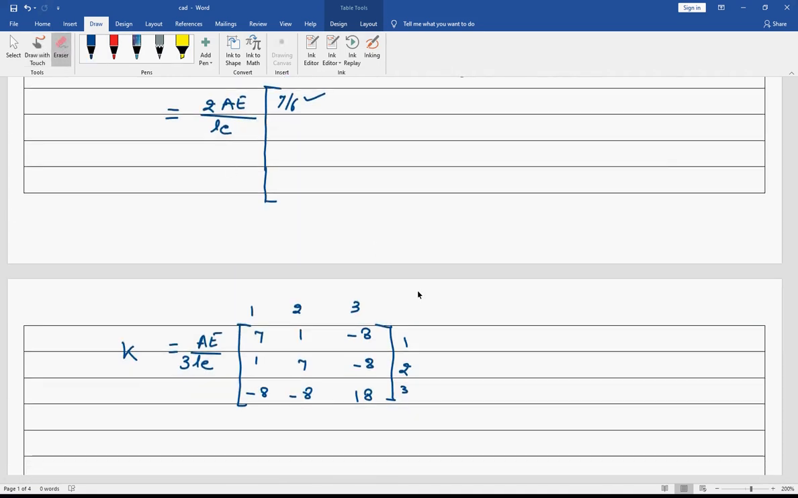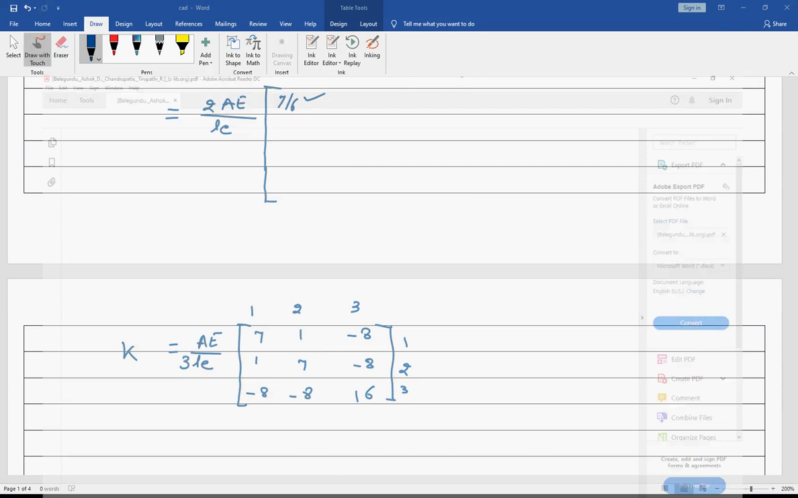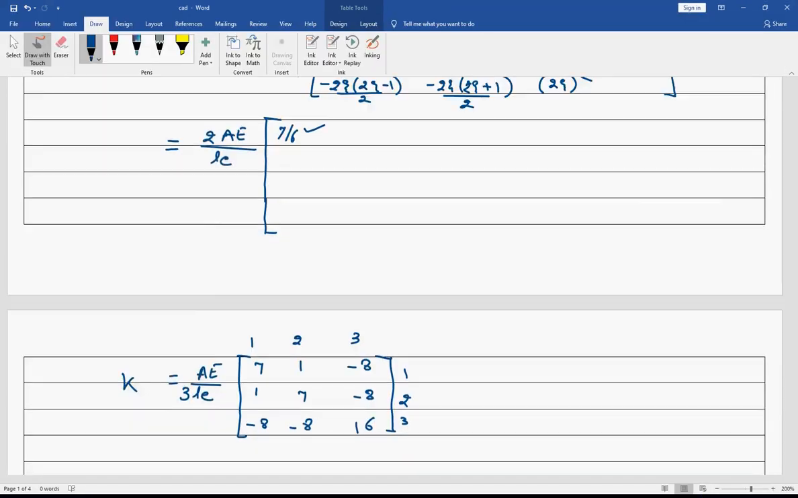No, this is not 18, 16. I suppose, yes, 16, not 18. 16. Okay, so you just make a correction, that is 16. Two times of this is going to come. So you can note down this value.